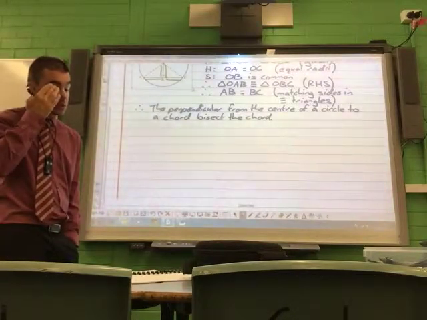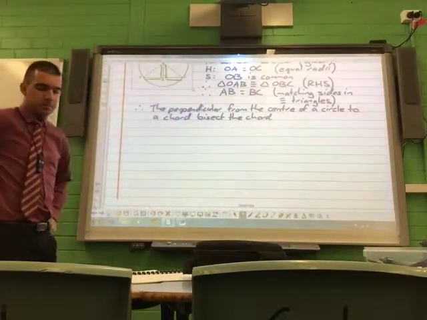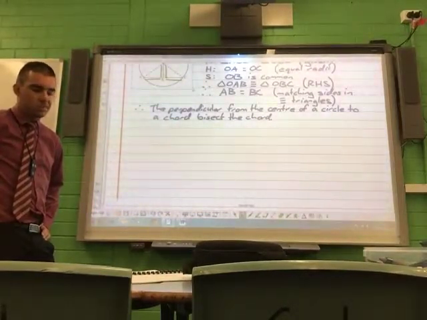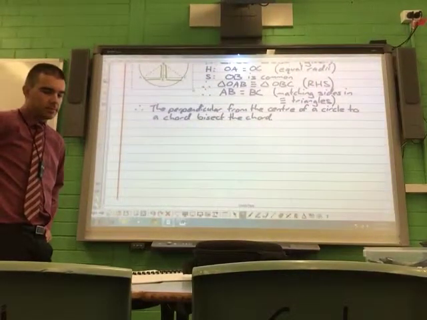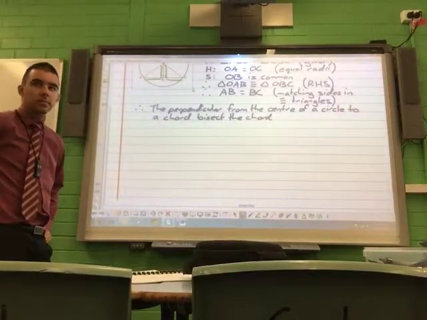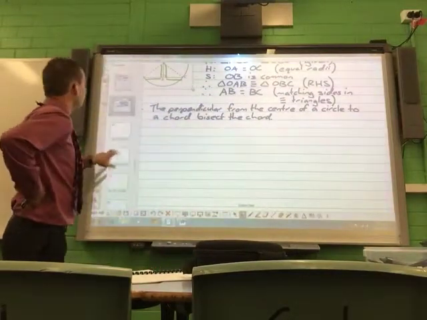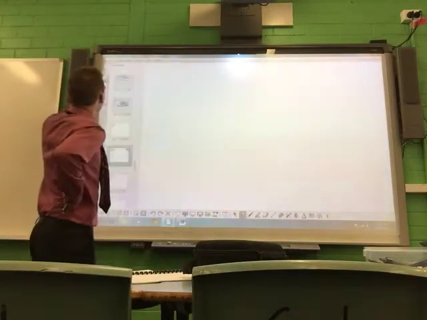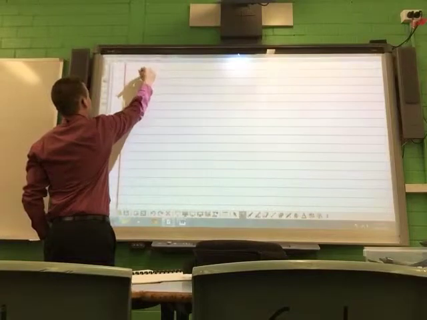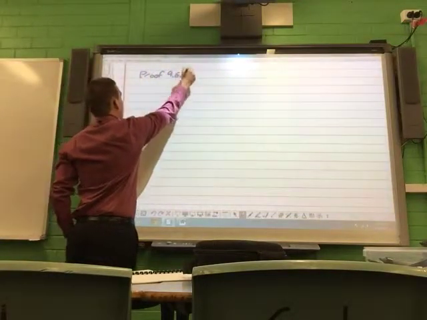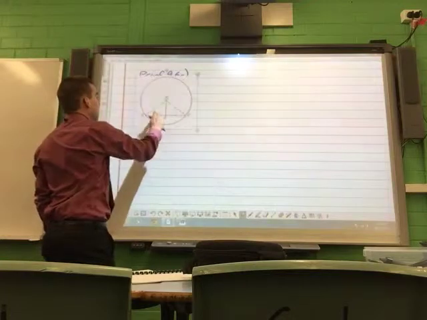Okay, so what we're going to do now is to prove the converse is also true. Alright, so let's look at the converse proof. 1.6c, C for converse. Okay, there's a diagram.